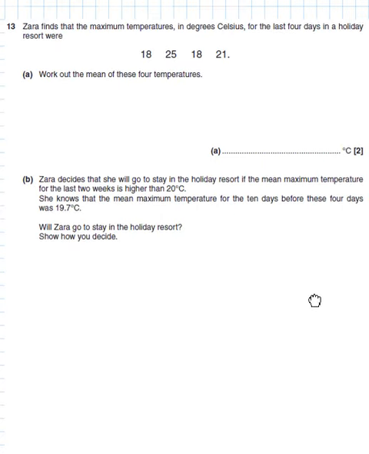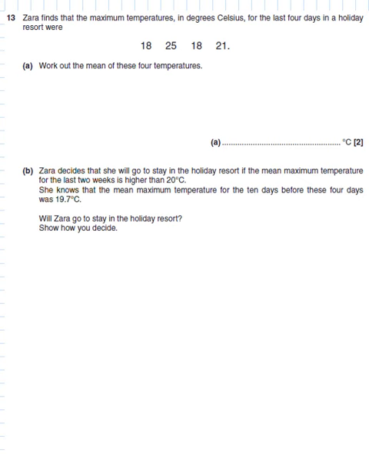Question 13. Zara finds the maximum temperature in degrees Celsius for the last 4 days in the holiday resort. Well, let's work out the mean. So the mean is add them up and then divide by how many there were. And once you've done that in your calculator, you should get 20.5. Zara decides that she'll go to stay in the hotel resort if the mean maximum temperature of the last 2 weeks is higher than 20 degrees.